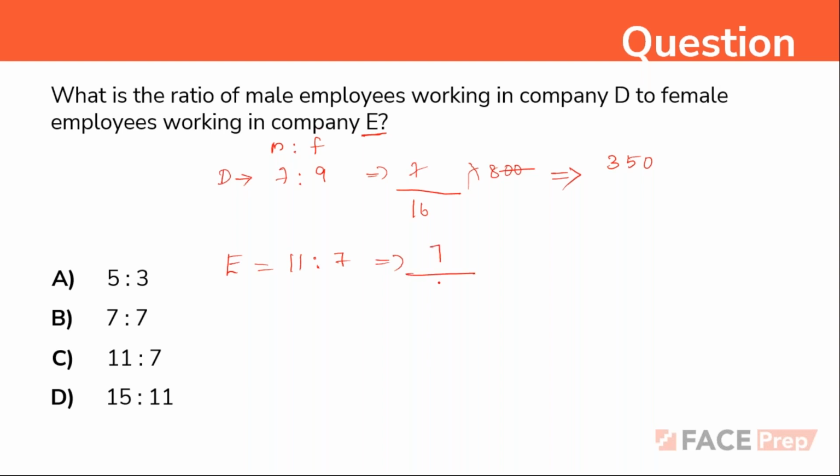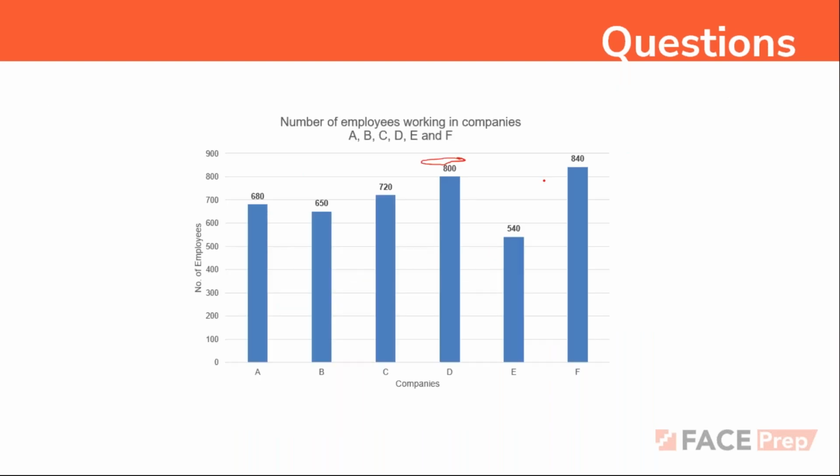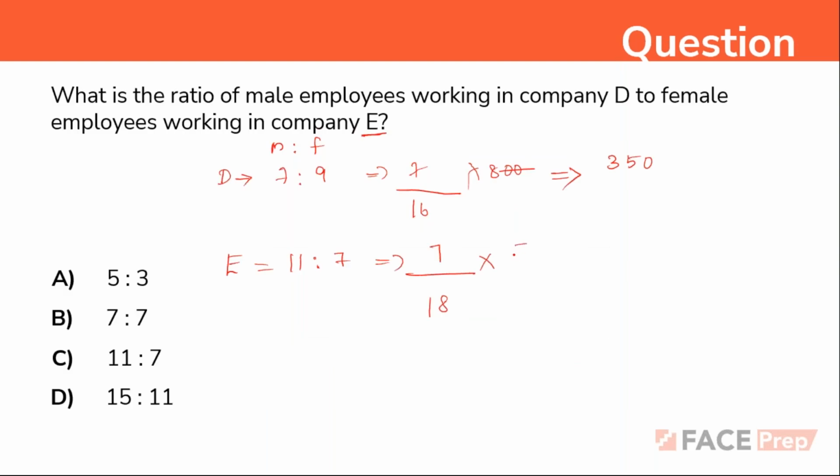So 7 divided by the total value, it is 18 into, in E, what is the total number of persons? 540. You will be getting around 210. Now I need to find the ratio of 350 is to 210. That is 35, 5 sevens are 35, 3 sevens are 21. Hence my answer is option A, 5:3.